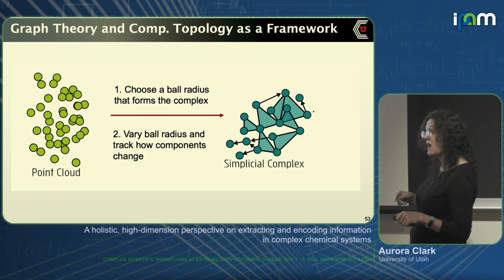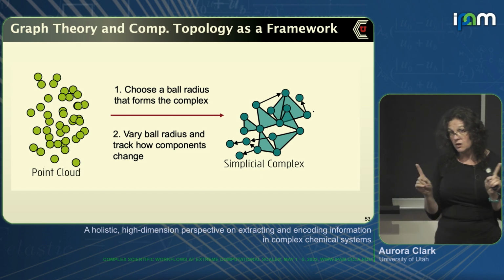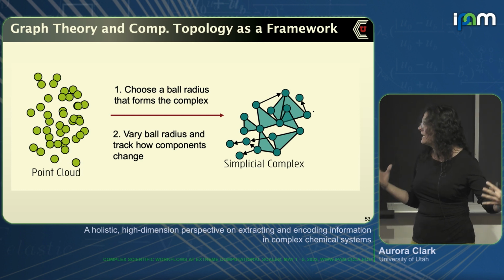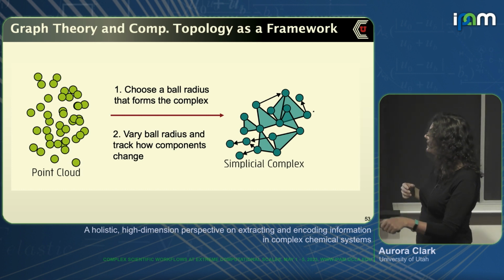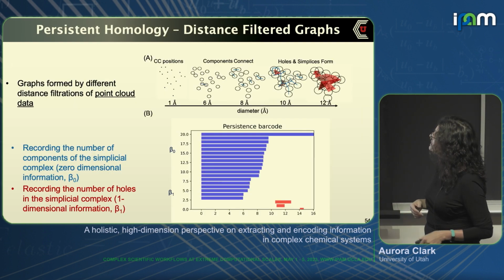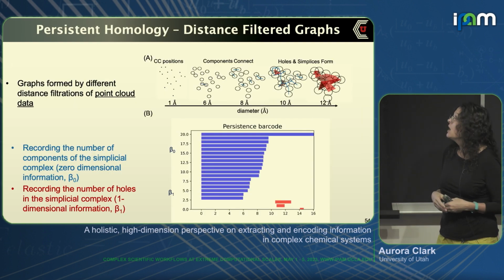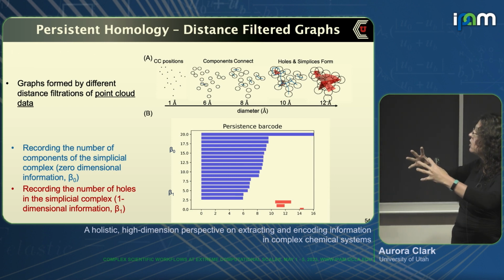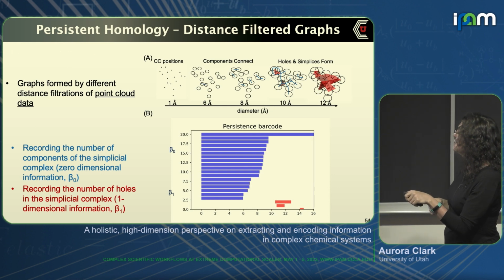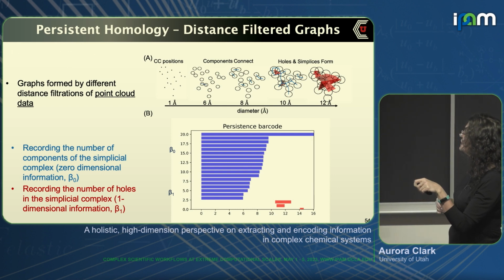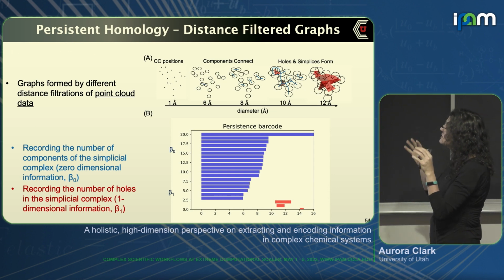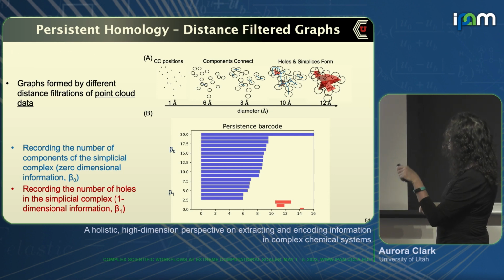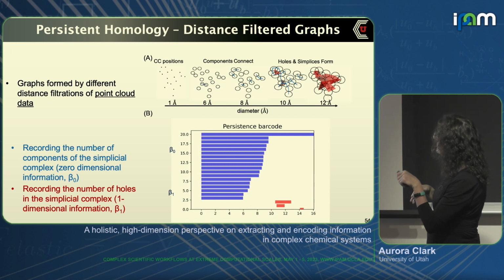Alternatively, if you want to keep track of the information associated with the connectivity pattern in the simplicial complex, as you grow your ball radius, you can track how the components or the connectivity patterns are changing. This then leads you into something called persistent homology. Here's an example where I've got point cloud data. I put balls on the point cloud data. I grow the radius of those balls. I form edges. Then I grow it more. I get more edges. Eventually I get faces of the simplicial complex. I'll get holes and cycles that form until I've reached some simplicial complex at some fixed distance.